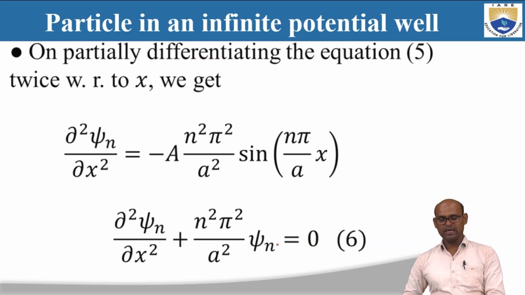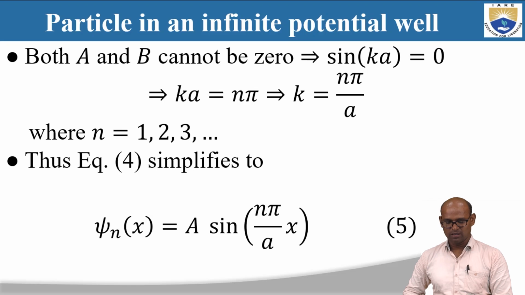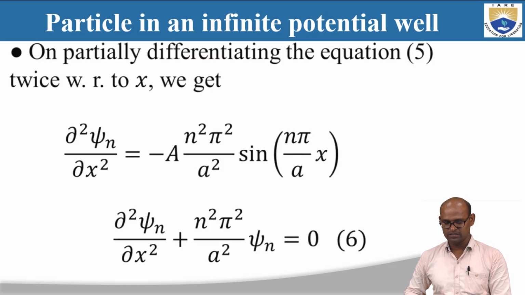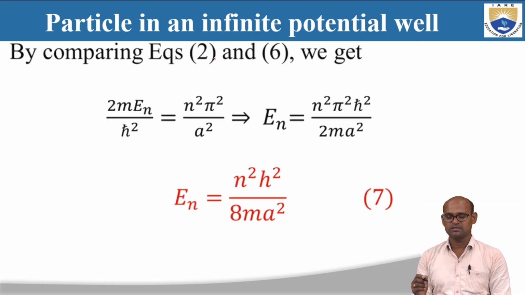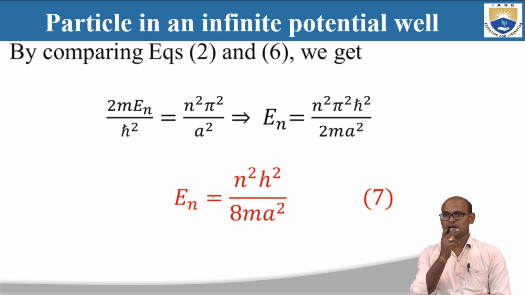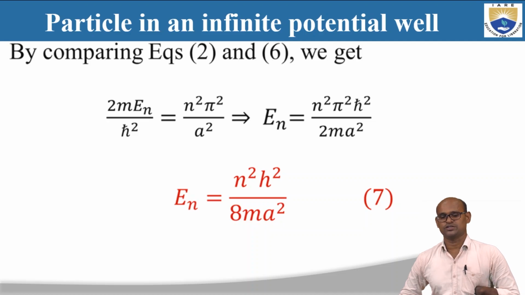To find the energies, we differentiate this equation, equation 5, twice, and we get equation 6. Comparing equation 6 and 3, we get the energies, En. These are called eigenvalues. Energies are nothing but the eigenvalues. Next, we calculate the eigenfunctions, which are the wave functions.